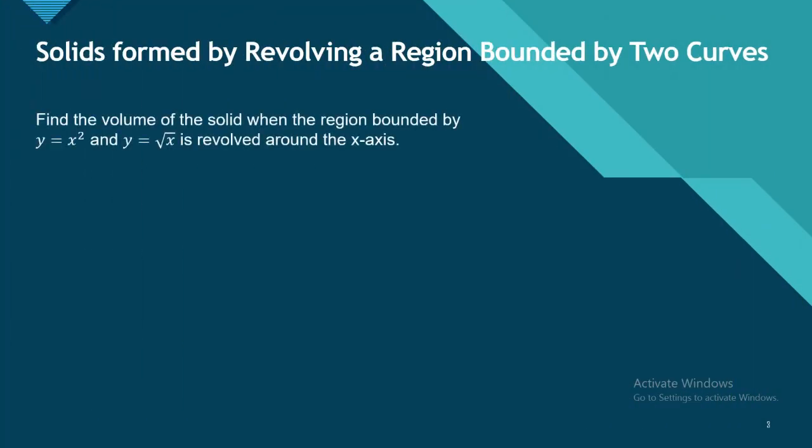Okay, so let us solve a problem. Find the volume of the solid when the region bounded by y is equal to x squared and y is equal to square root of x is revolved around the x-axis.